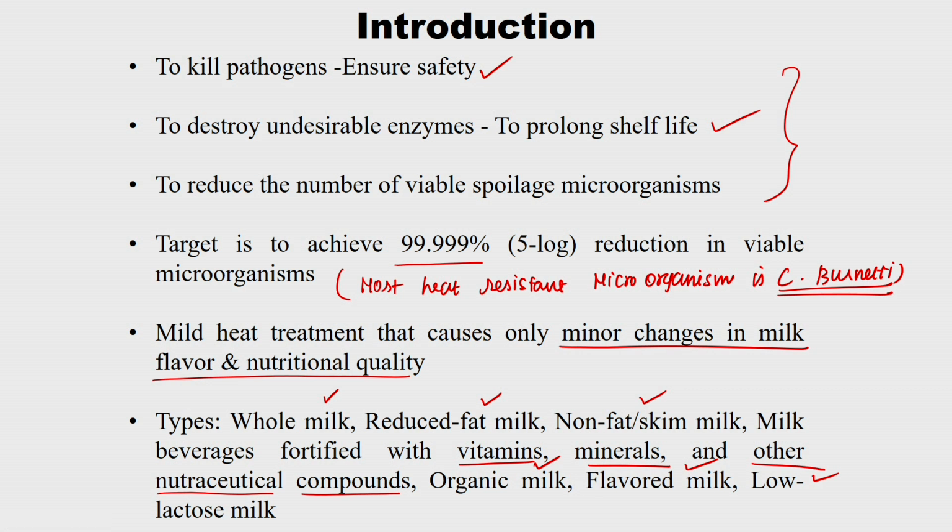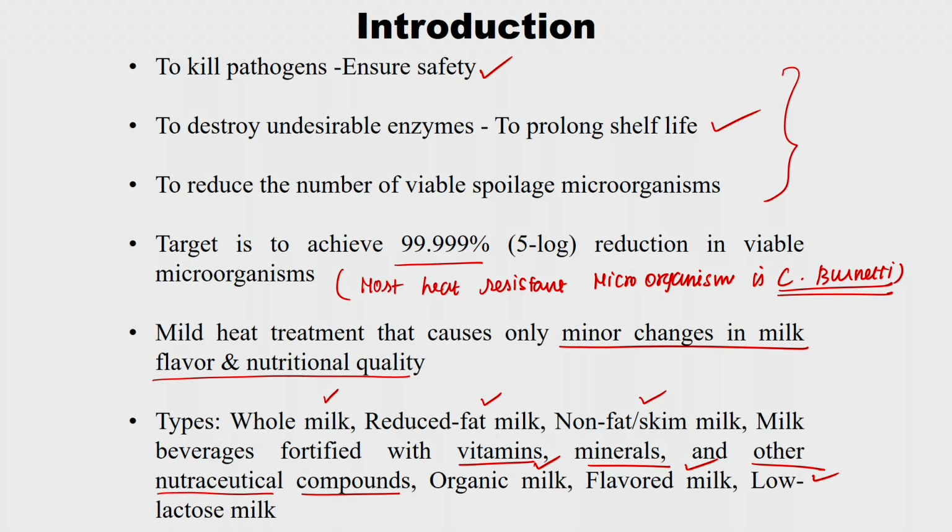So if we see the history of milk pasteurization, we all know the word was coined after the name of Louis Pasteur, who applied a heat treatment to increase the shelf life of the wine, right. Then he extended the same procedure to the milk to increase the shelf life. So initially when pasteurization was done for the milk, the heat resistant organism was Mycobacterium tuberculosis, which causes tuberculosis.